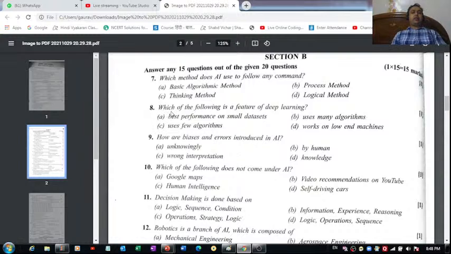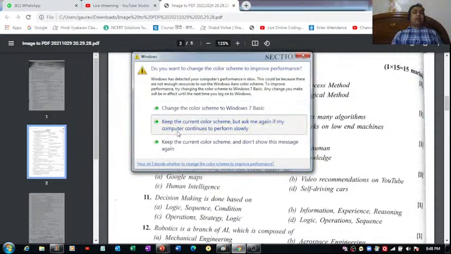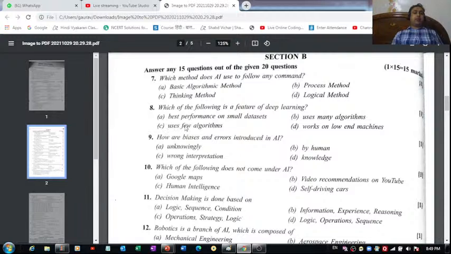Then question number 8 is, which of the following is a feature of deep learning? So we have 4 options here. Now you have to tell me which of these is a feature of deep learning. Of course, it uses few algorithms. Now why is it this part C? Why is it not this part B?